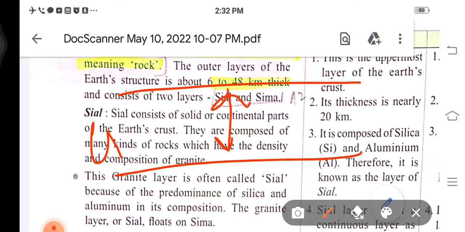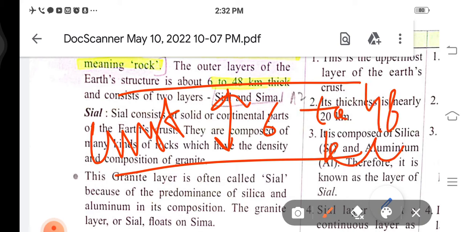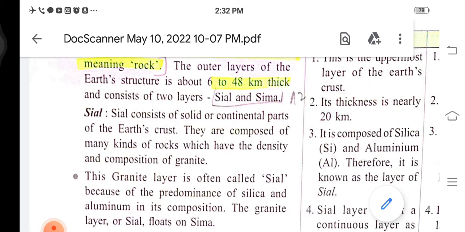This is the crust, and it is 6 to 48 kilometers thick. It consists of two layers, that is Sial and Sima. It is divided into two parts.